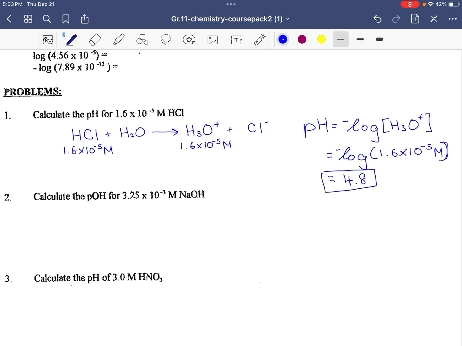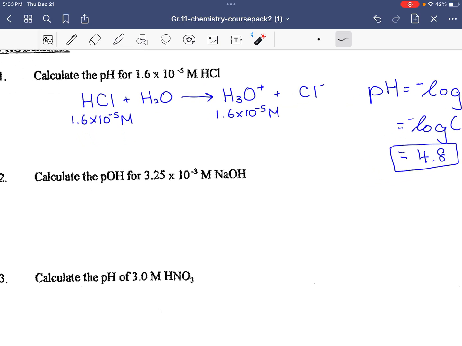So let's take a look at NaOH. Let's take a look at question 2. Now, this is not an acid. Blatantly, this is a base. So instead, of course, we're not going to be calculating for pH, which we can. We will calculate for pOH first. Because since this is a base, pOH is equal to the negative log of OH minus.